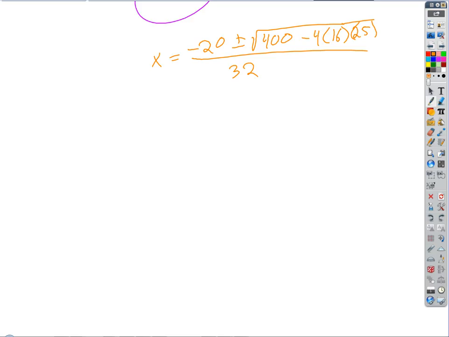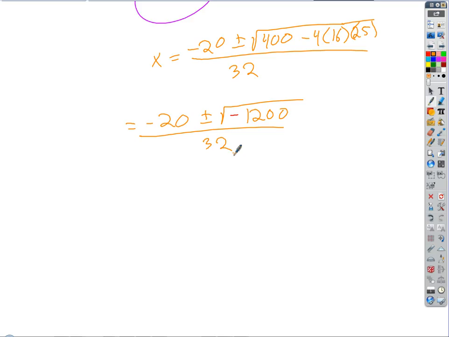4 times 25 is what? 100. And 100 is an easy thing to multiply by. You just add 2 zeros, right? So that's going to give us 4 times 25 is 100 times 16 is what? 1600. Yeah. So inside it's pretty easy. We get 400 minus 1600 is how many hundred? Negative 1200, right? So this whole thing becomes negative 20 plus or minus the square root of negative 1200, all divided by 32.